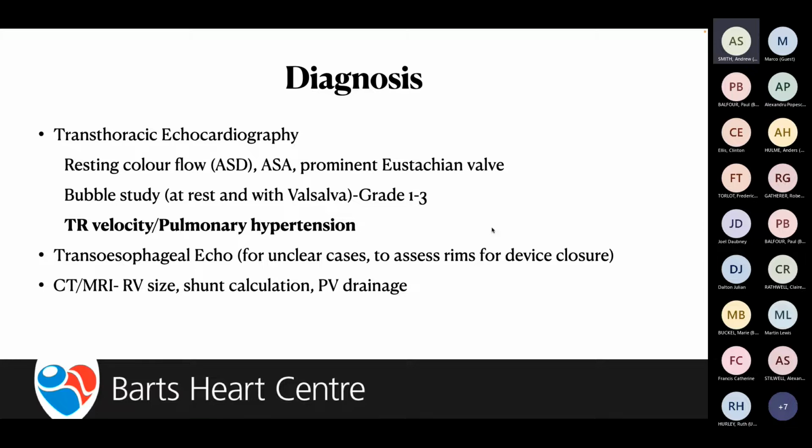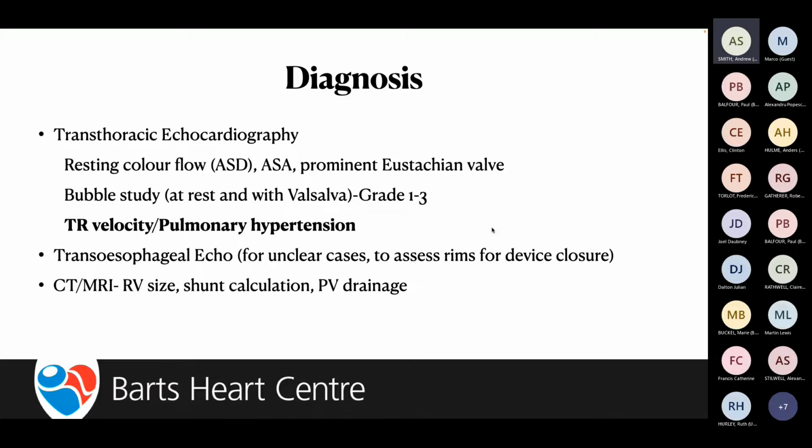And if that is detected, then that warrants more careful assessment. And in that situation, closure might actually be contraindicated, but I'll go through that in a bit more detail. Transesophageal echo, which you're all very familiar with, we sort of reserve for more difficult cases, those that are unclear in atrial septal defect, to assess the rims for device closure.